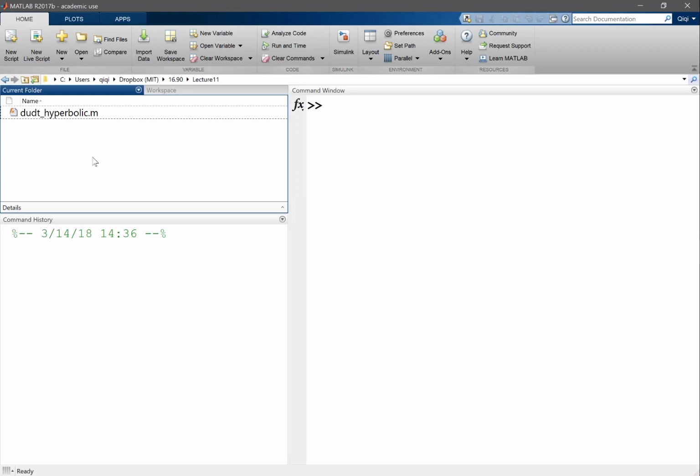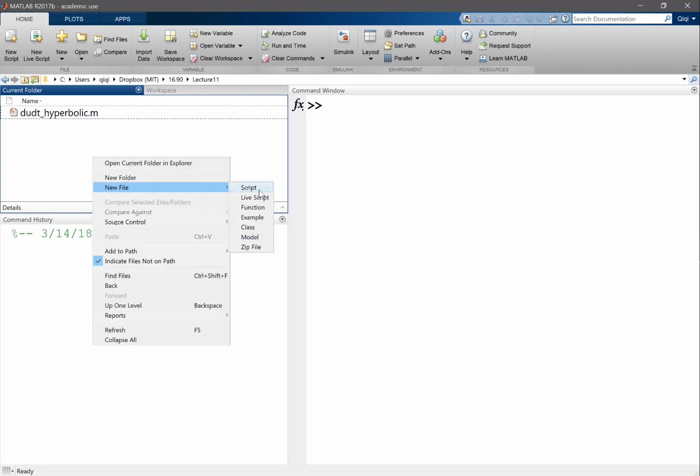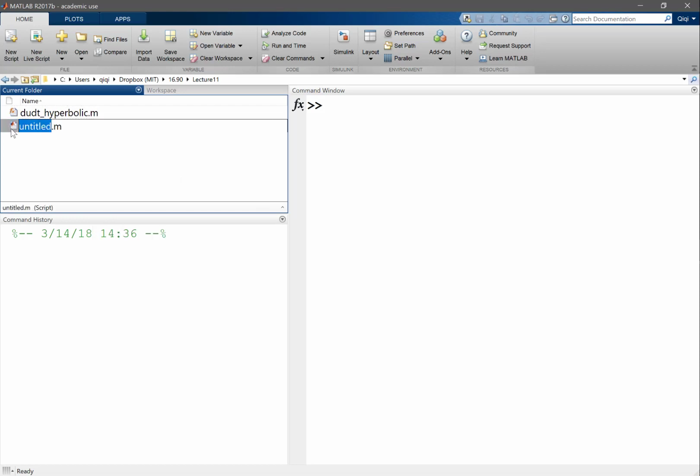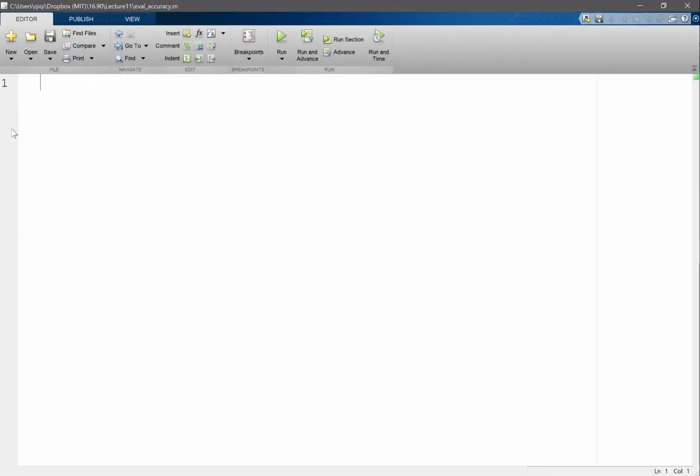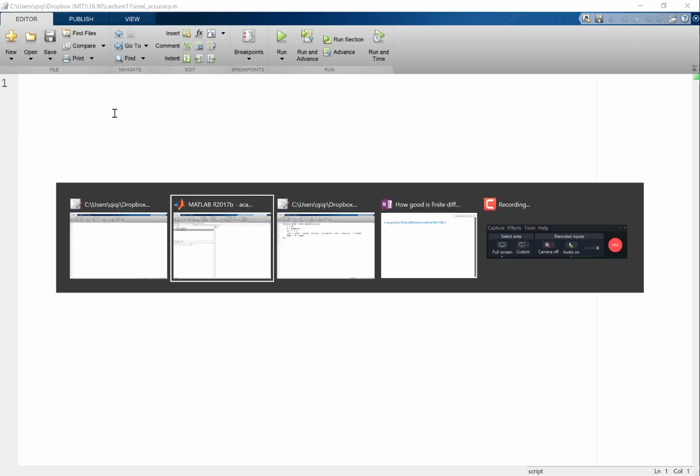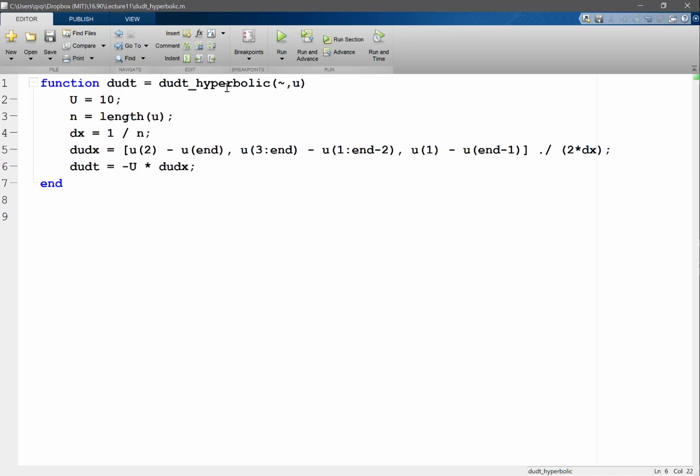So let's code up another function to evaluate the accuracy. And to evaluate the global accuracy, it's a script. We are not looking at how accurately we're approximating the differential operators. We're looking at how accurate the solution is, right? So in order to do that, we'll be calling ODE45 with this du dt hyperbolic multiple times.